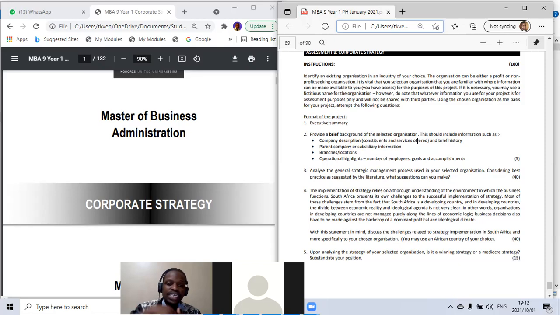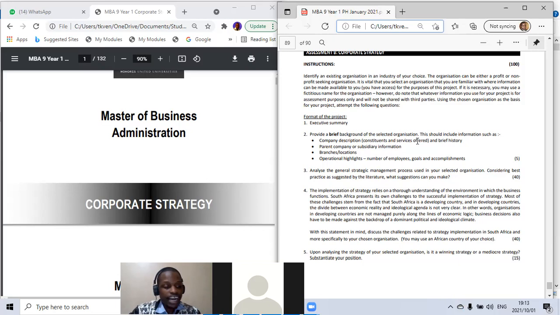But for today, I just want us to focus on the first part of the assignment, which is your question one, two, and three, right? So first part, you can see it doesn't really have any marks where it says executive summary. There are actually no marks there.